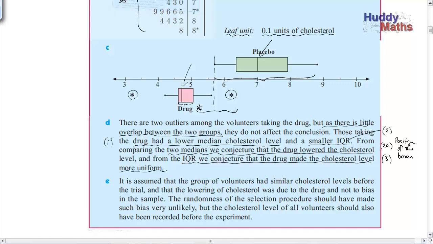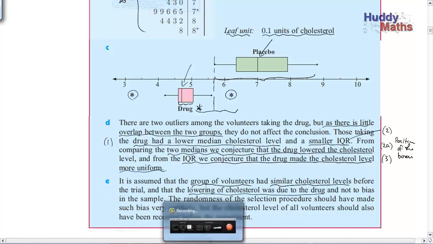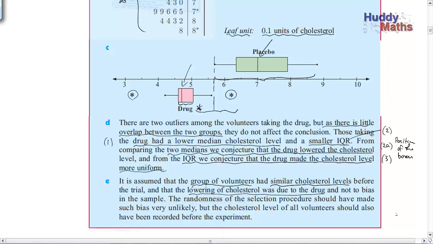Okay, any assumptions? We'll assume that the group of volunteers had similar cholesterol levels before the trial. Okay, and that the lowering of cholesterol was due to the drug and not to bias in the sample. In other words, they didn't by chance have people who had lower cholesterol. Randomness of the selection procedure should have made such bias very unlikely if they'd just taken it random. Okay. But the cholesterol level of all volunteers should also have been recorded before the experiment, because these people might have naturally been higher up here. Okay, get the idea? So we've got to be analytical here.